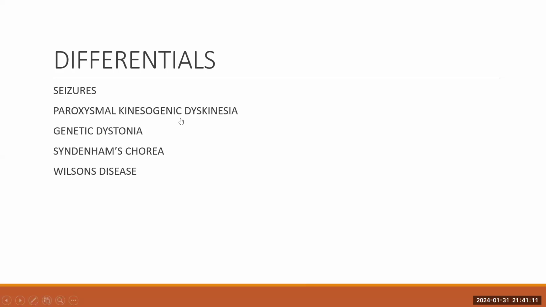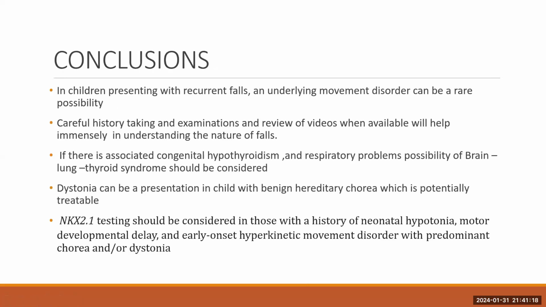Differentials include seizures, paroxysmal kinesigenic dyskinesia, some genetic dystonia, Sydenham's chorea, and Wilson's disease. Moving on to the conclusion: in children presenting with recurrent falls, an underlying movement disorder can be a rare possibility. Careful history taking, examination, and review of videos when available will help immensely in understanding the nature of falls. If there is associated congenital hypothyroidism and respiratory problems, the possibility of brain-lung-thyroid syndrome should be considered. Dystonia can be a presentation in a child with benign hereditary chorea, which is potentially treatable. NKX2-1 testing should be considered in those with a history of neonatal hypotonia, motor developmental delay, and early onset hyperkinetic movement disorder with predominant chorea or dystonia.